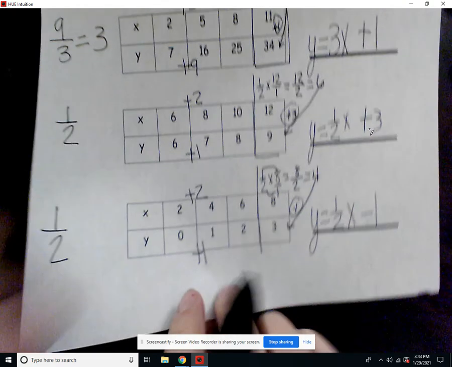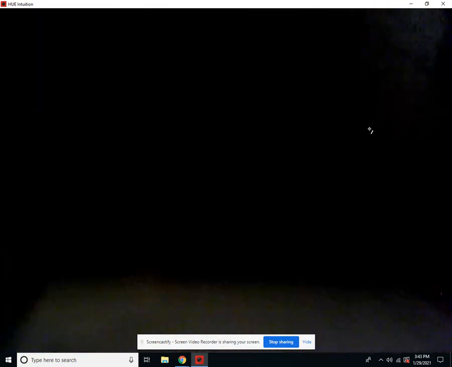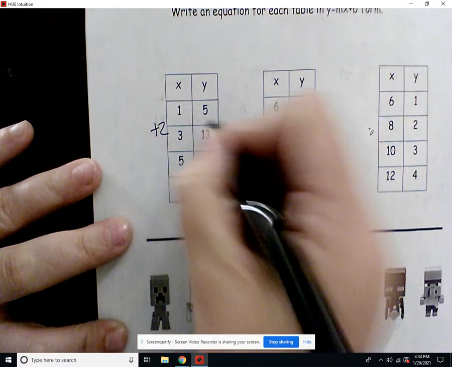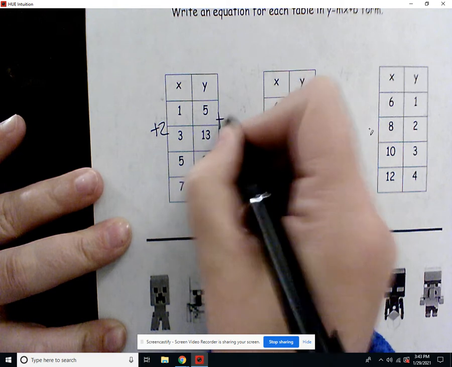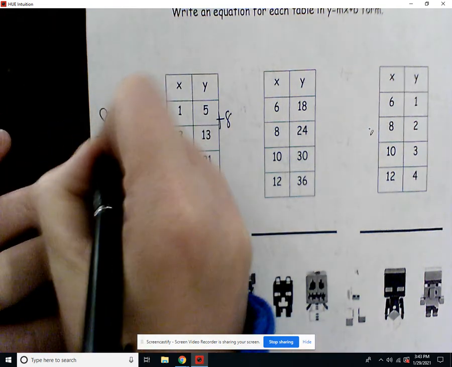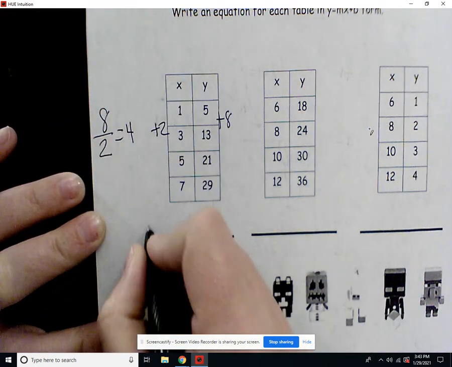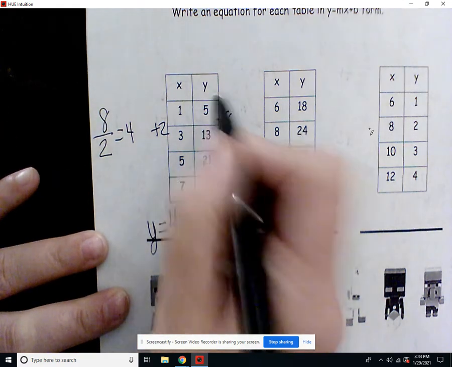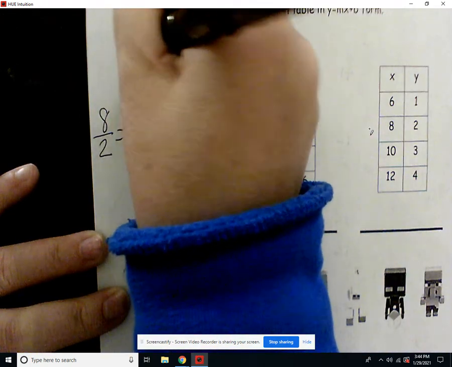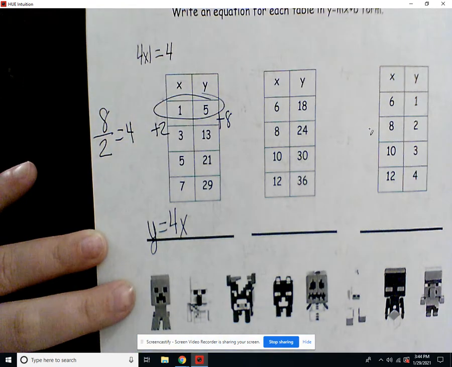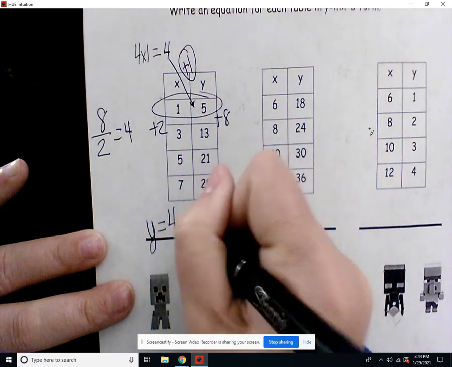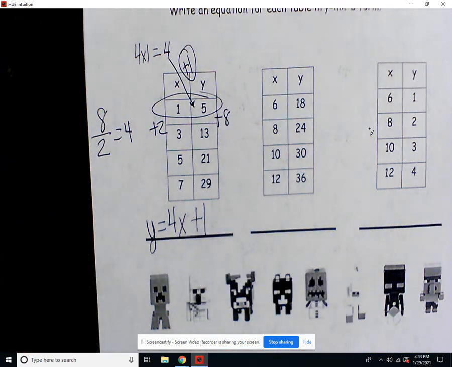Now let's look at some vertical tables. Okay, so our x's, we're adding by 2's, y's, we're adding by 8. So 8 over 2 is 4. So you write that as y equals 4x. We're going to pick 1, so let's pick 1 this time. So 4 times 1 is 4. And how do I get from 4 to 5? Plus 1.